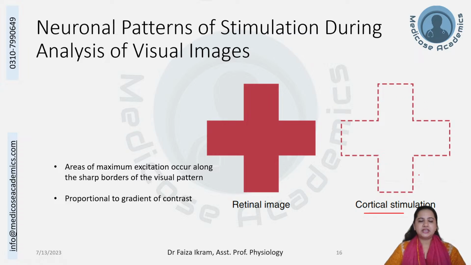So actually, the eye is not looking at something very solid. The brain is looking at the sharp contrast borders. The more the gradient of this contrast, the sharper and clearer the image will be. So maximal cortical stimulation will happen when there is a change in the contrast. The rest of it will be ignored by the cortex.